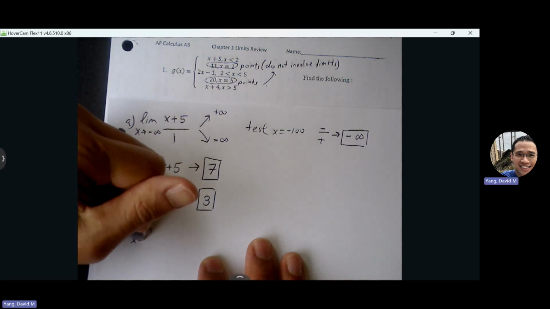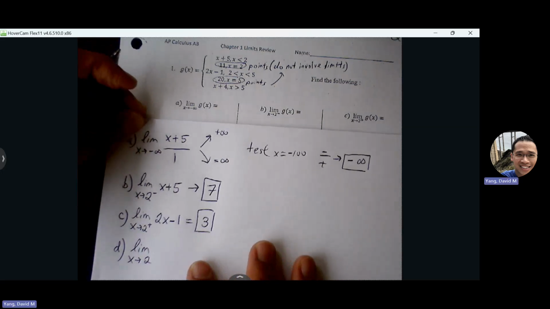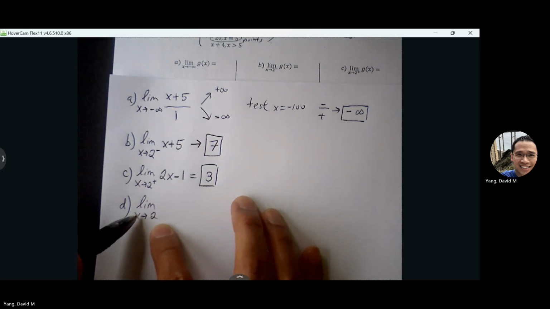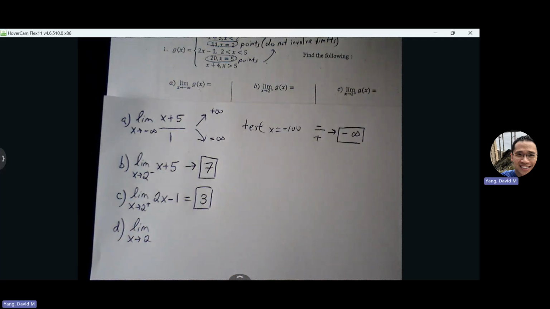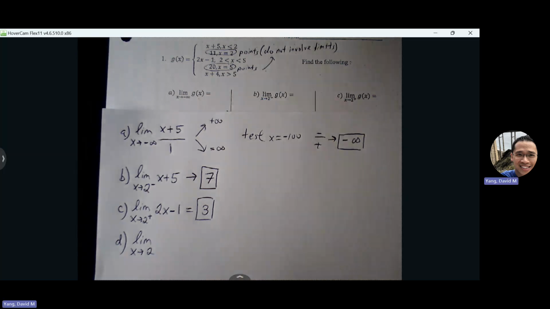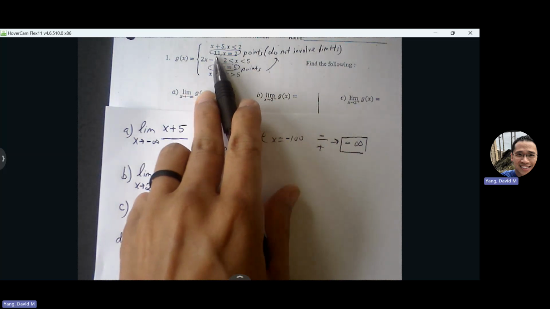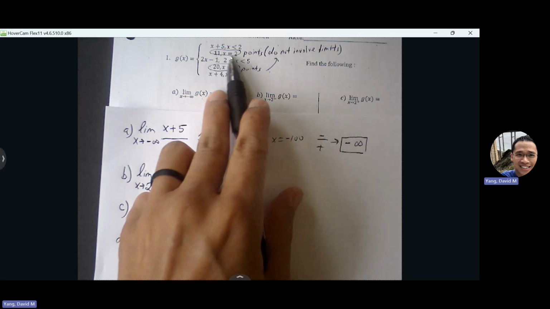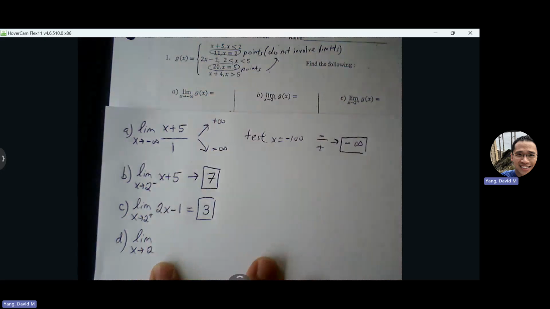Part D. Limit as x approaches 2 of g of x. Now, how do we think about this one? Does not exist. Notice that obviously we don't want to look at the 2. We don't want to say it's 11, right? That's just the point. That point is like an island. It does not involve limits.